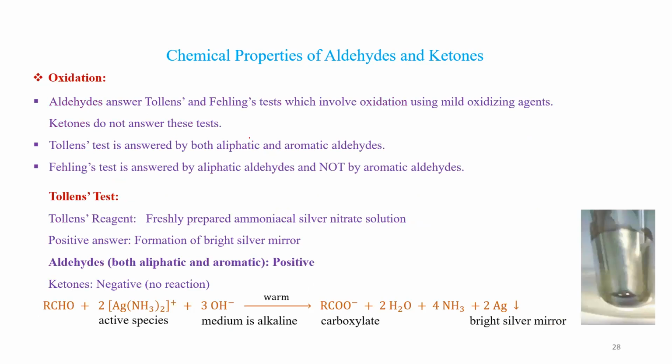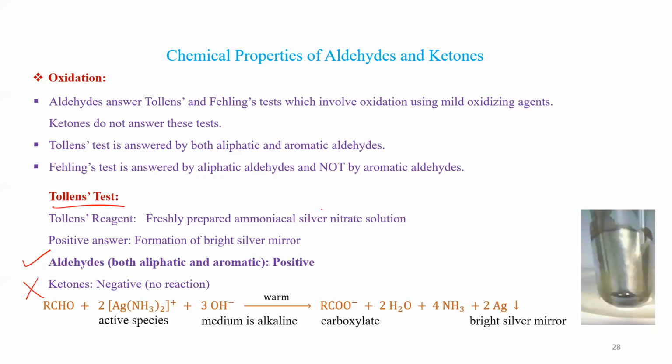So then we have Tollens reagent, Fehling's reagent. So Tollens test. Tollens reagent is answered by aldehydes, both aliphatic and aromatic aldehyde. It is not answered by ketones. So Tollens test can be used to distinguish between aldehydes and ketones. So Tollens reagent is freshly prepared ammoniacal silver nitrate solution.